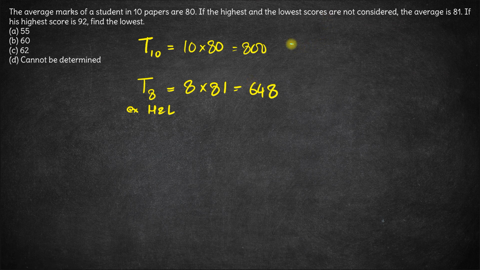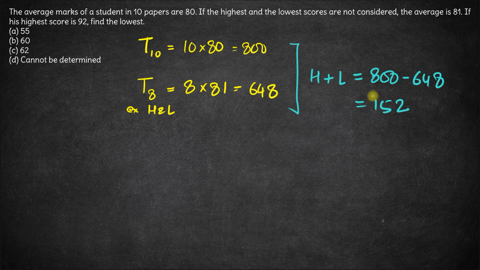This effectively means that the highest plus the lowest marks is the difference between these two marks, 800 minus 648, correct? 800 minus 648 is 152. So the total sum of highest and the lowest marks is 152, and it is given that the highest score is 92. So we have 92 plus L is 152, hence L comes out to be 60. The lowest marks he obtained in any test is option B, 60 here.